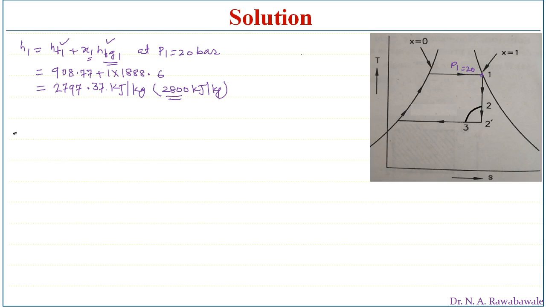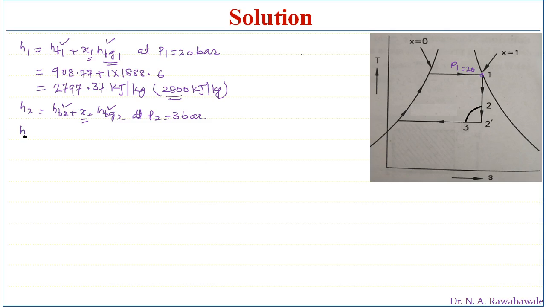So here to find out value of enthalpy at point 2, H2, we must write the formula HF2 plus X2 into HFG2. So HF2 and HFG2 can be taken from steam table at pressure of P2 is equal to 3 bar. So at point 2 pressure is 3 bar. So HFG2 and HF2 can be taken, but what about X2? We don't know X2. So X2 has to be obtained.